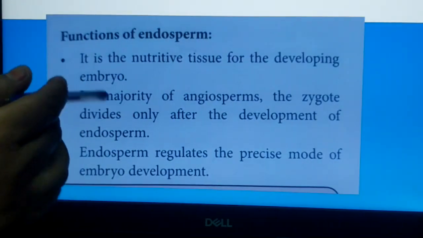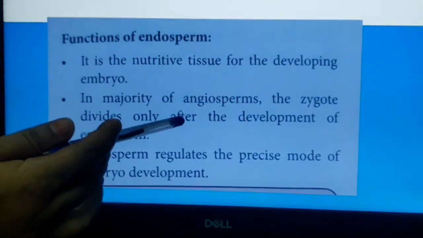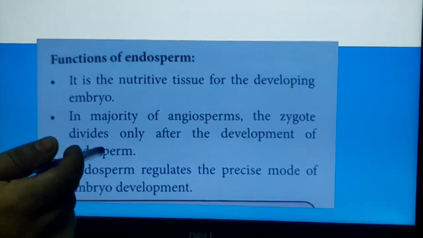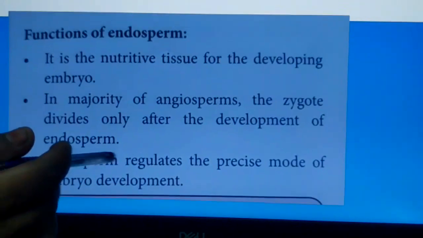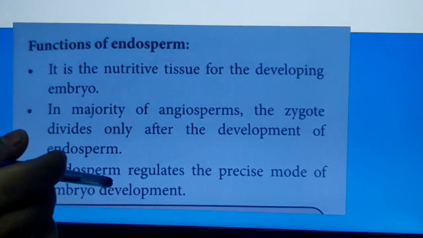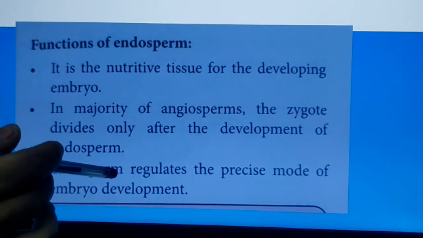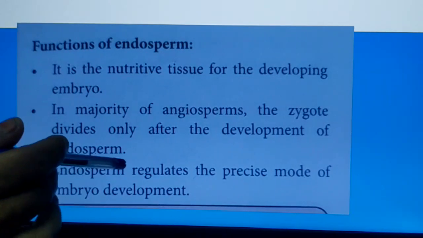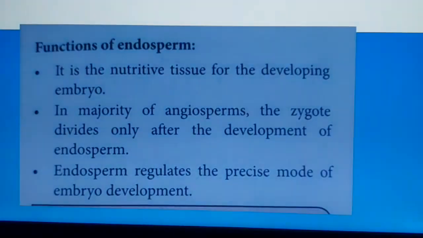So before maturity of the zygote, endosperm development takes place. The endosperm regulates the precise mode of embryo development. The embryo development is under the control of the endosperm.